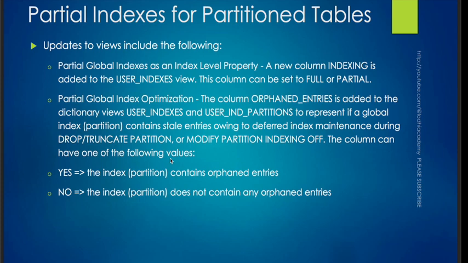Partial global index optimization: the column orphaned_entries is added to the dictionary views user_indexes and user_ind_partitions to represent if a global index partition contains stale entries owing to deferred index maintenance during drop or truncate partition or modify partition indexing off. The column can have one of the following values. Yes, it means the index or partition contains orphaned entries. No, the index partition does not contain any orphaned entries.